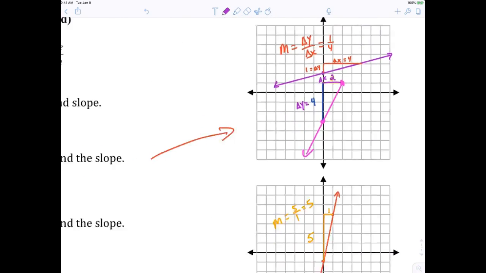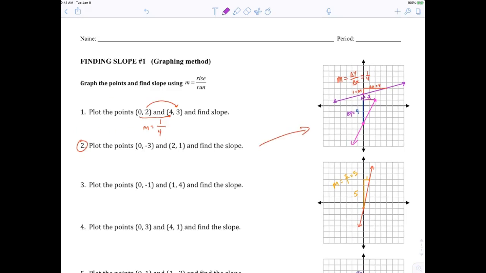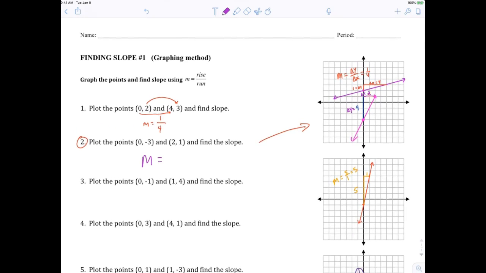So your slope is what? Slope is equal to 4 over 2. Rise over run, remember? And then you reduce it, which is 2. So we say the slope was 2 on that. Anybody have any issues?